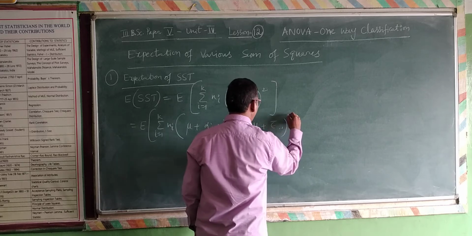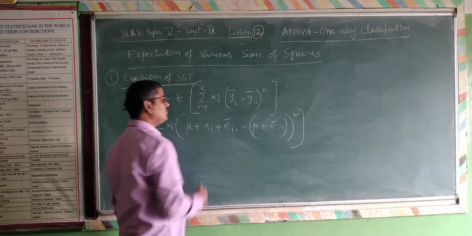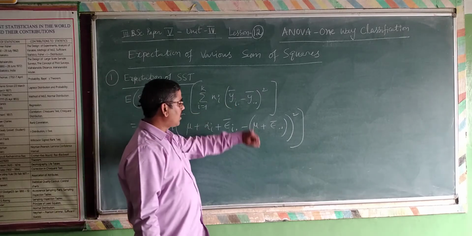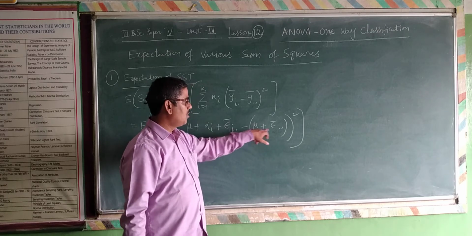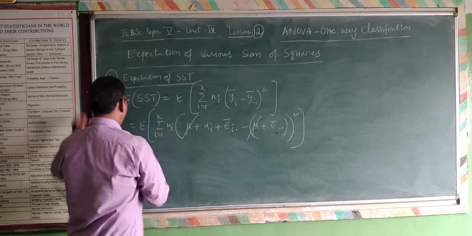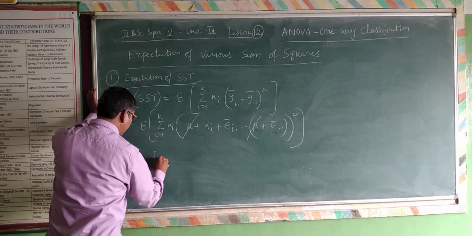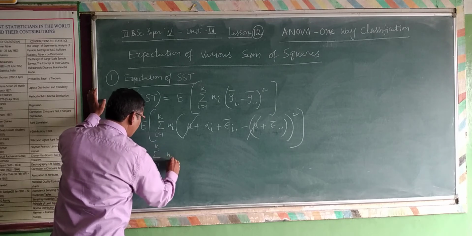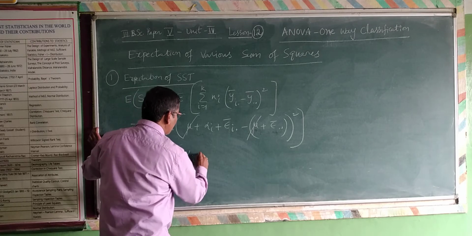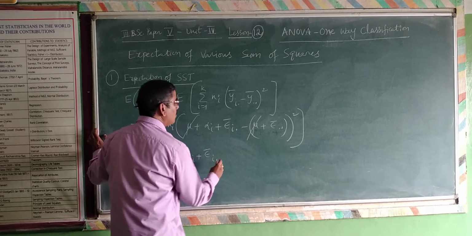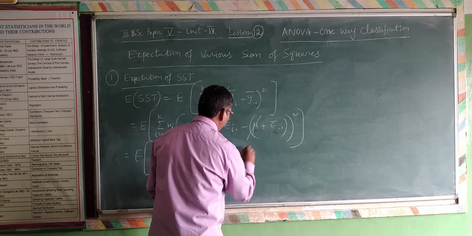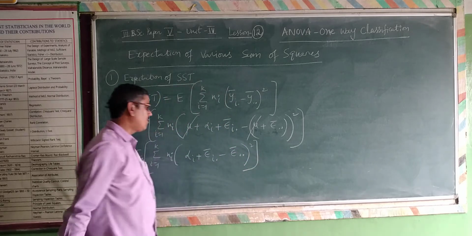Do you remember the formula, summation ni alpha I is 0? Therefore, in y bar dot dot, we have only the two terms, mu plus epsilon bar dot dot. Now we can cancel out mu, and for the remaining values we take the square. Summation i equals 1 to k of ni multiplied by (alpha I plus epsilon bar I dot minus epsilon bar dot dot) whole square is the term we have.